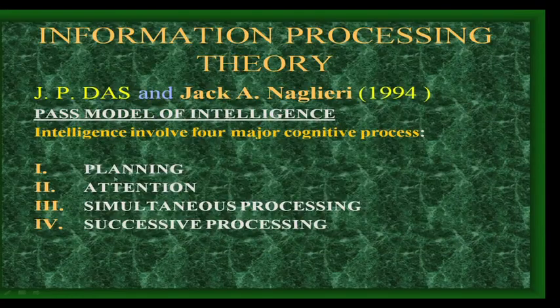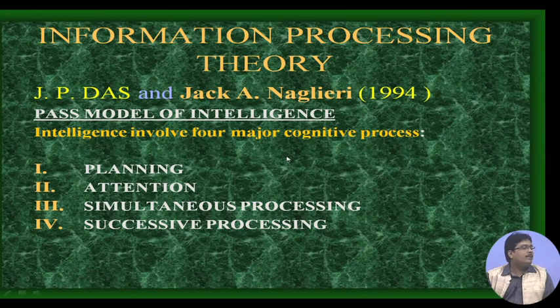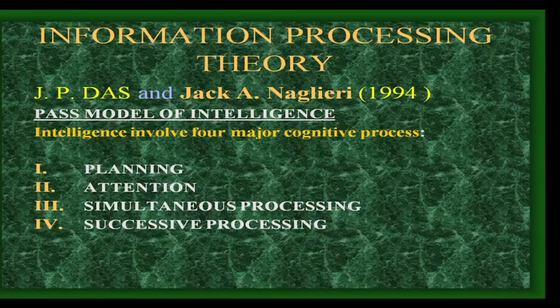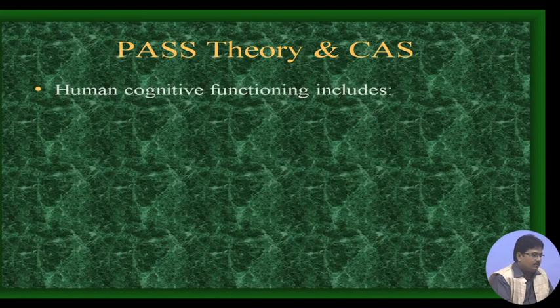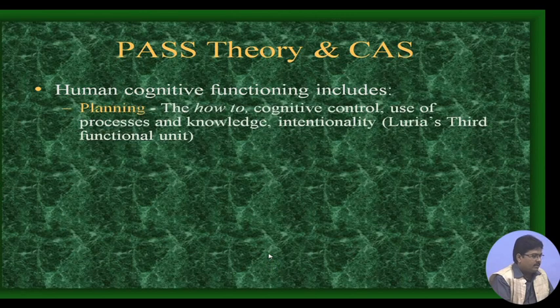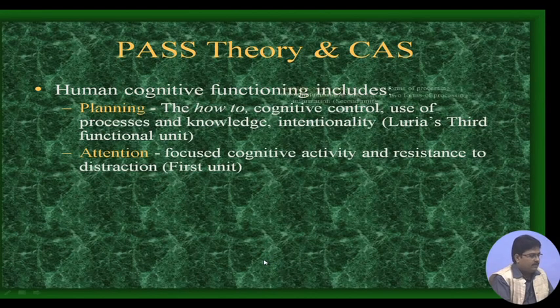But there is one more important theory that was given by J.P. Das and J. Naglieri. These are two famous Canadian psychologists who were working on the neuropsychological model of intelligence. They came up with a very important theory, what we call the PASS model or the PASS theory of intelligence. This PASS theory emphasizes planning, attention, simultaneous and successive processing. What are these theoretical concepts, and what do they highlight?